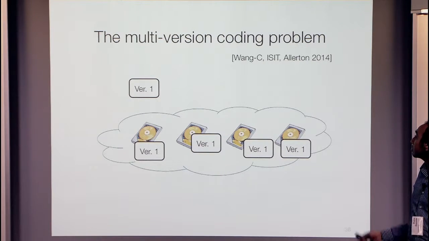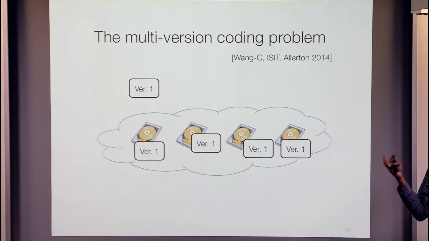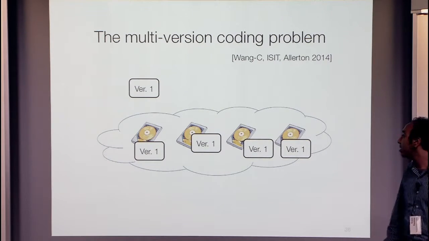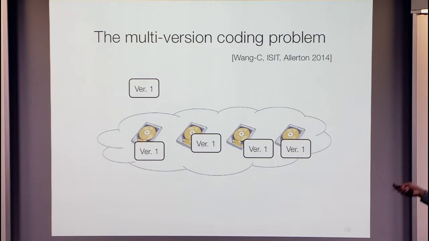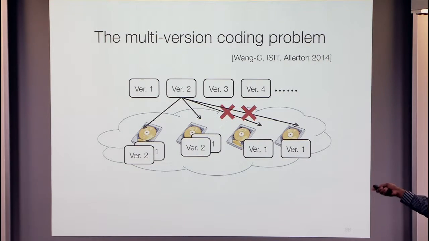Okay, so now I'll talk about the coding problem, which I talked about yesterday as well, but let me just redefine it. I have a storage system, and I have many versions that I need to support. Version 1 comes, and in this picture I am assuming version 1 is there everywhere. Version 2 comes in, and it is received by some servers and not received by some servers, and so on. So each server gets some subset of versions because of the inherent asynchrony in this system.